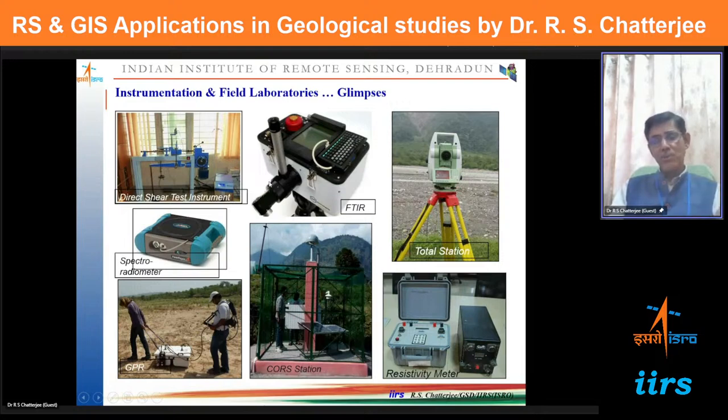There are a lot of instruments we have. Some instruments are portable, and some are already installed in the field. This is the field laboratory, and some we carry and take measurements in the field. Sometimes we use the in-house laboratory at IIRS itself, and we bring the samples and analyze them. These are important to confirm whatever interpretation we do, and to calibrate the information we derive from the remote sensing images.